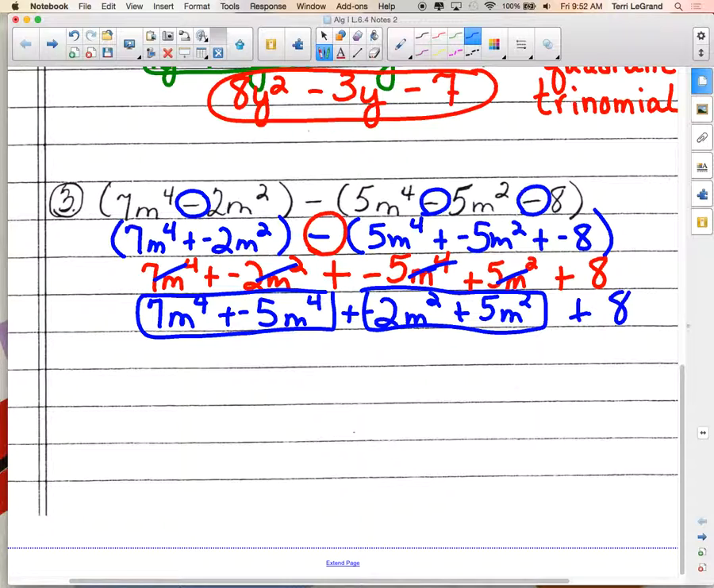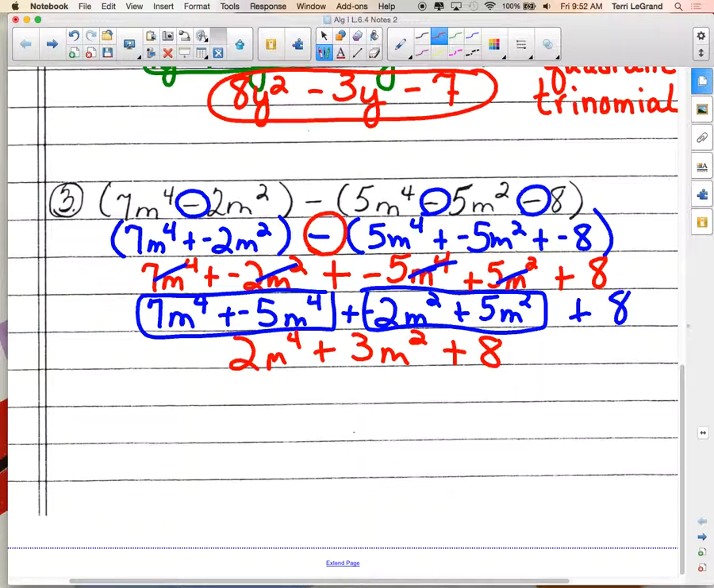So again, there are 5 terms in the beginning, and now I have renamed it, rearranged it, all of the stuff. So what's our answer? Well, 2m to the 4th plus 3m squared plus 8. In standard form? Yeah. Okay.